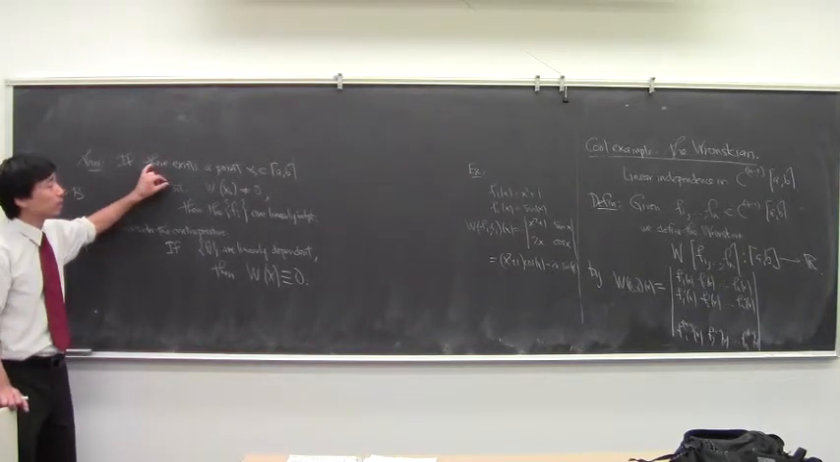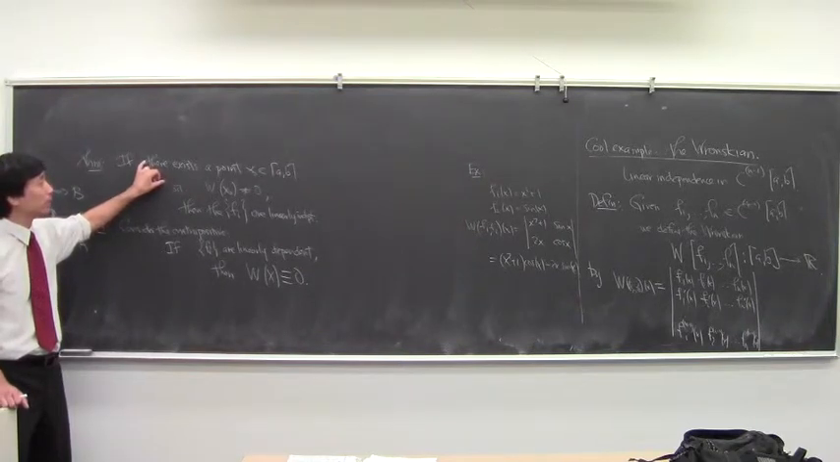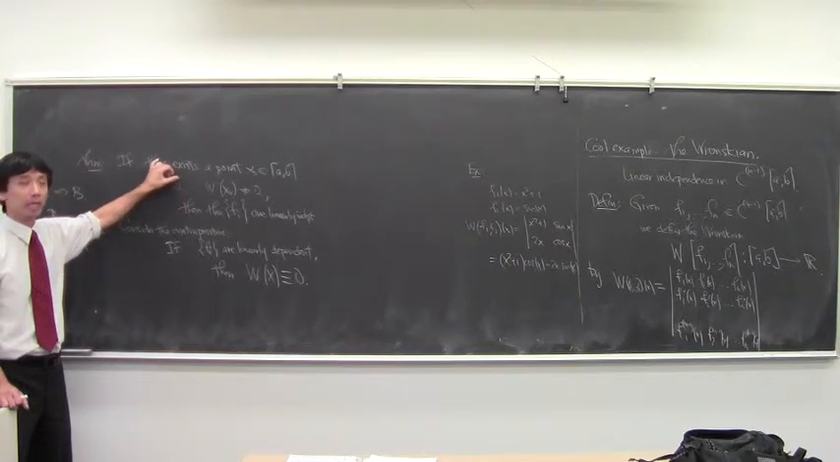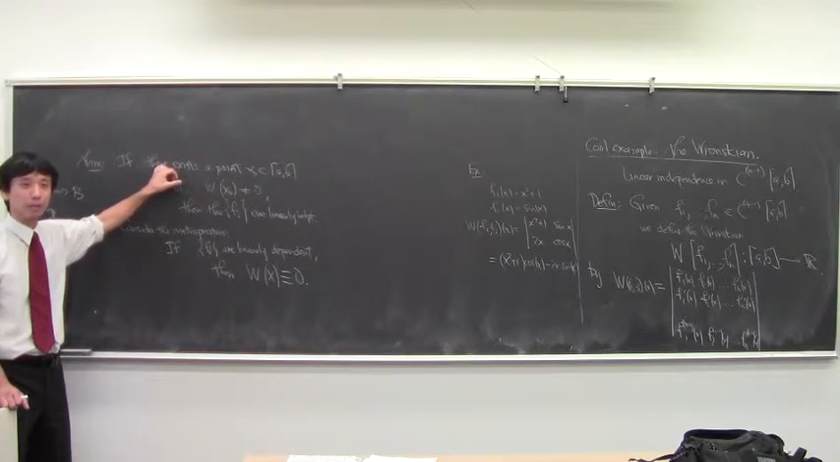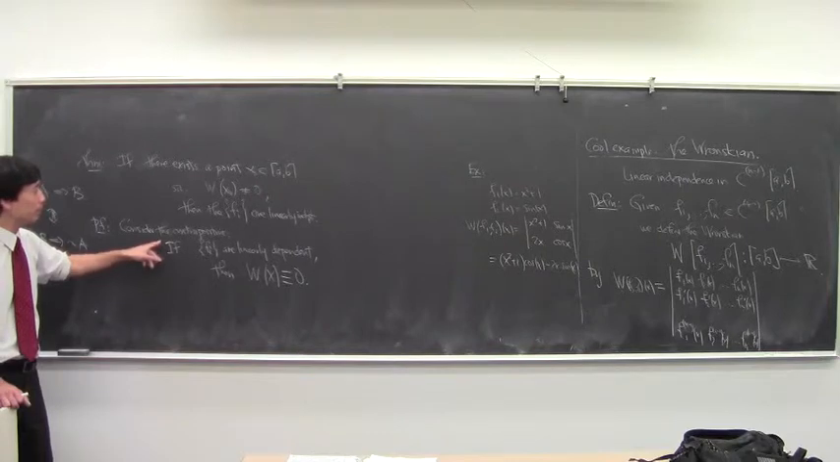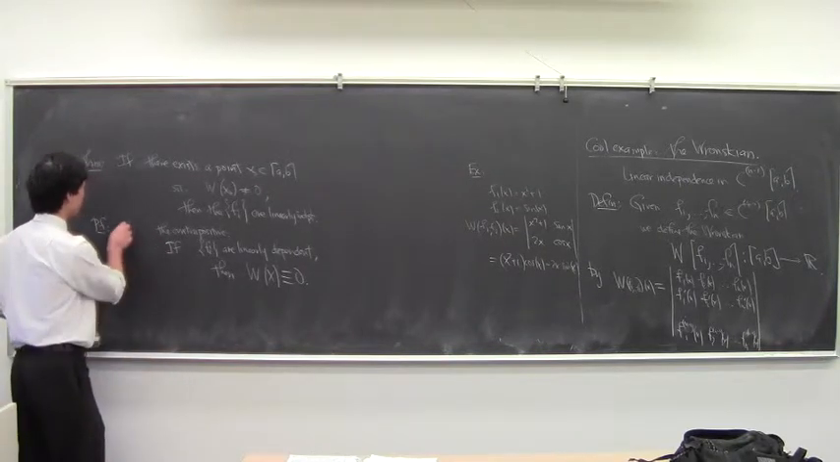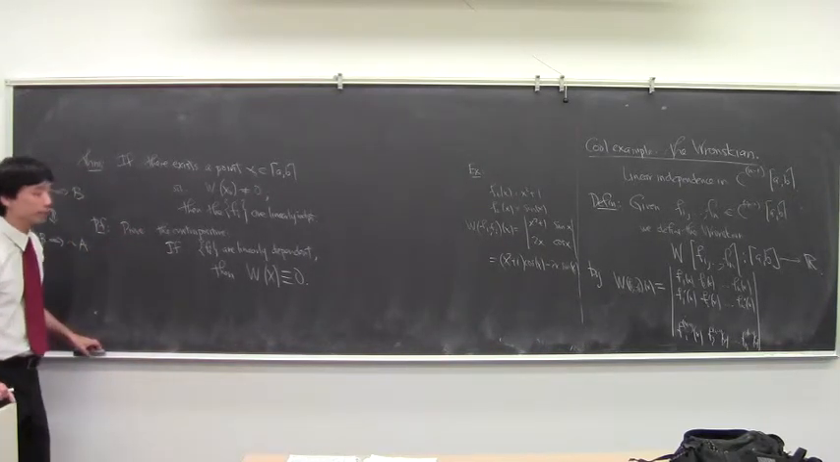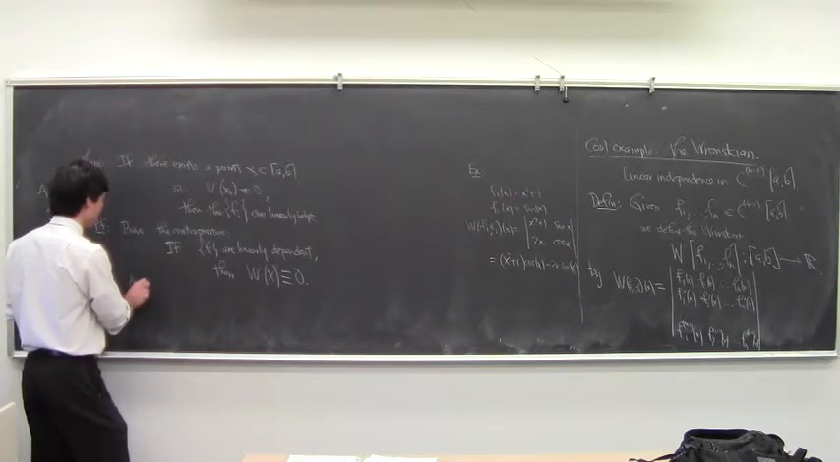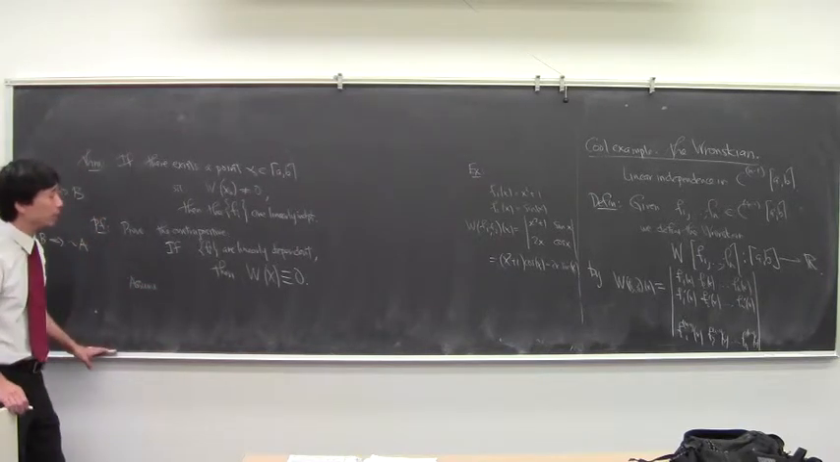Okay, right? Because the statement A is there exists a point where the Wronskian is non-zero. The negation of that would be there is no point where the Wronskian is non-zero. In other words, the Wronskian is zero everywhere. Okay. So let's look at the contrapositive. We'll prove the contrapositive. So let's assume that the fi are linearly dependent.